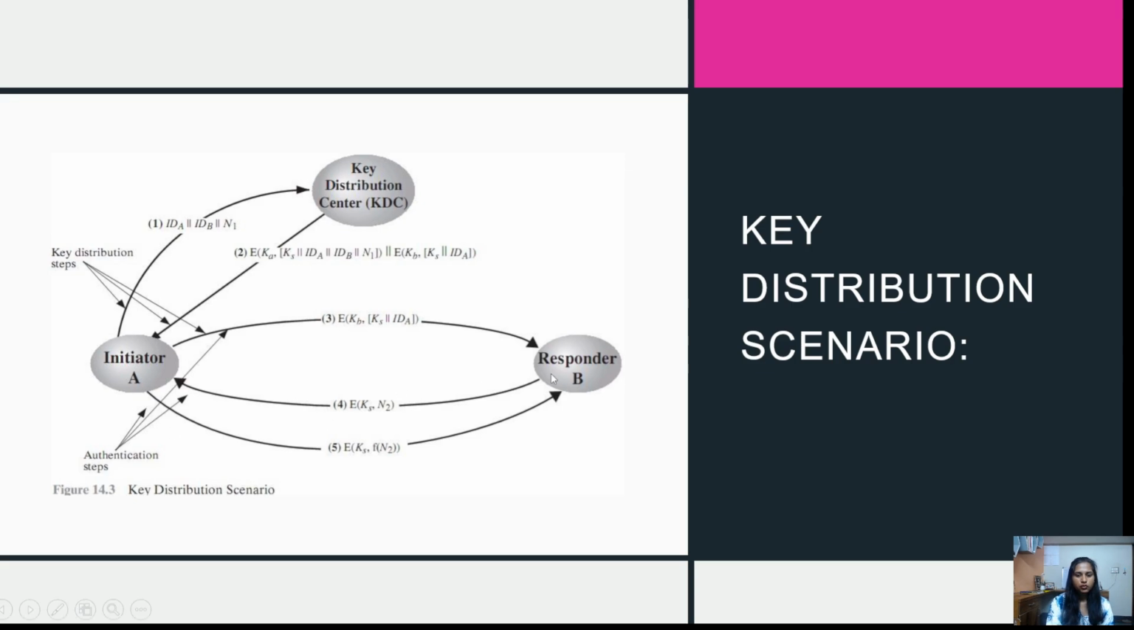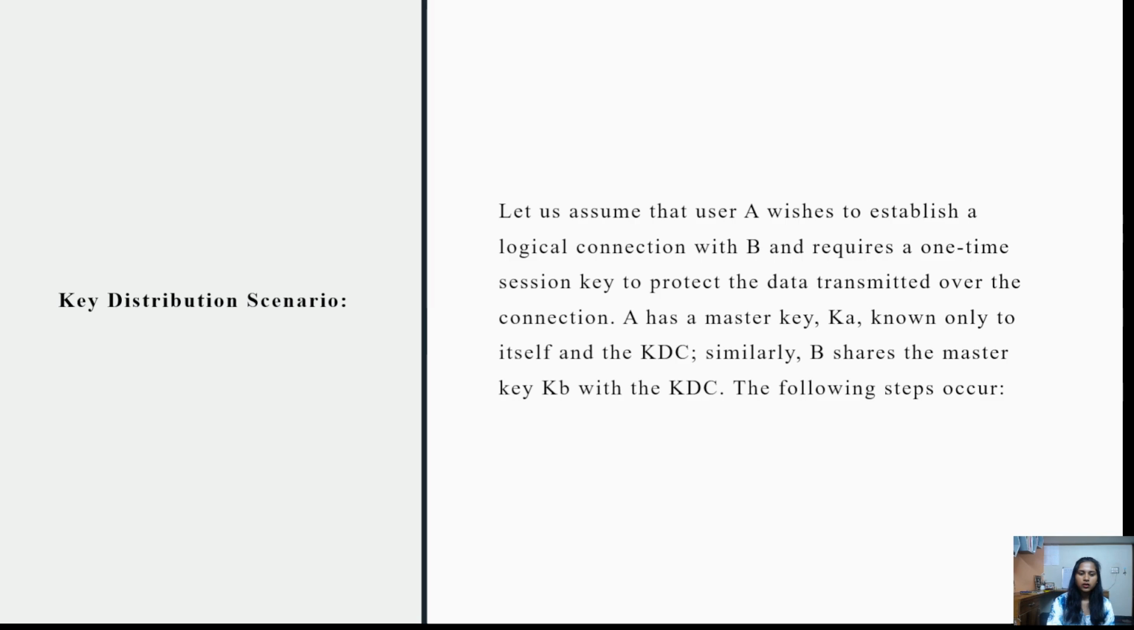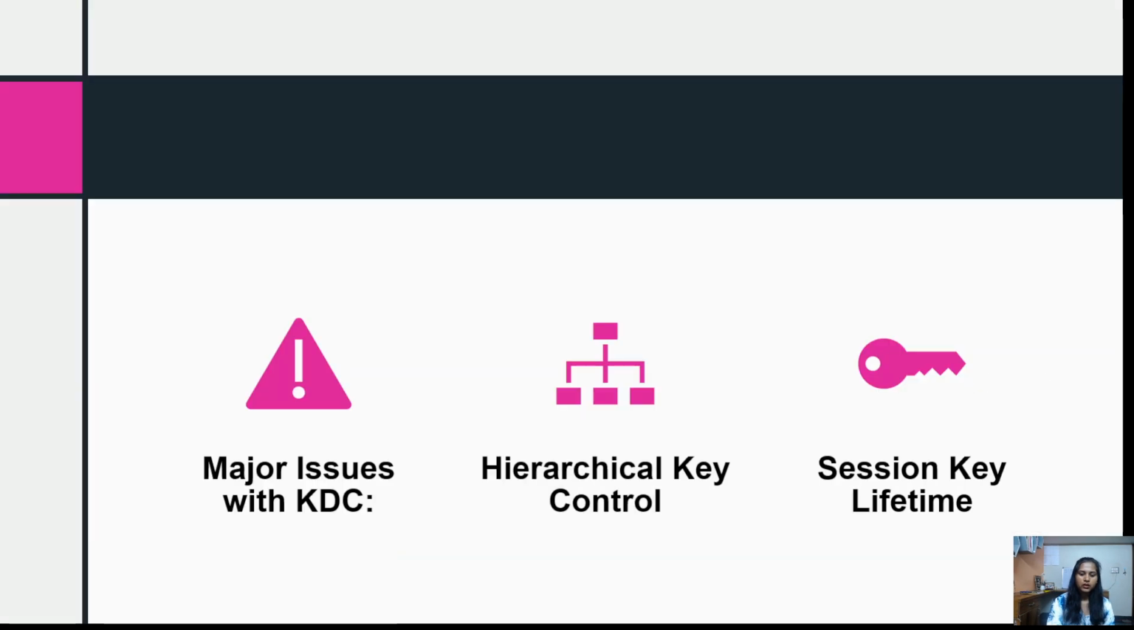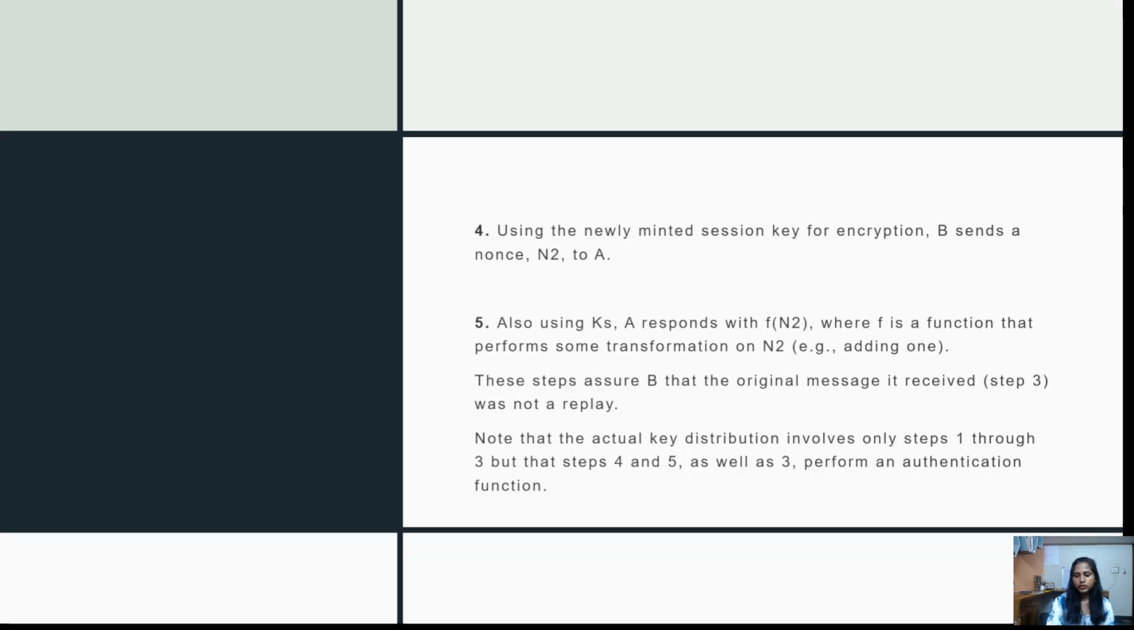So in the fourth step, using the newly minted session key, that is KS, B sends a nonce N2 to A, and A responds with some function of the nonce N2 using the session key. So this is the scenario. You can see steps 1, 2, and 3 are key distribution steps. Steps 4, 5, and 3 as well are authentication steps. So after 1, 2, 3 only, user A and user B can start communicating securely with each other. So this was about the key distribution scenario.